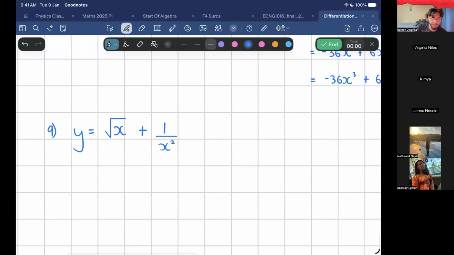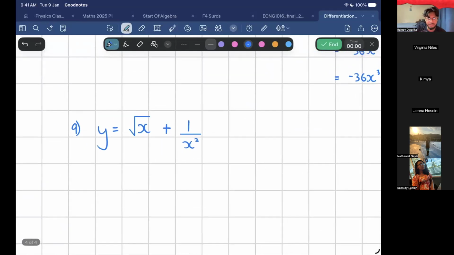Right, differentiate that now. Let me see how they think. Let me see how they use our brain. Because I know all they could use our brain.